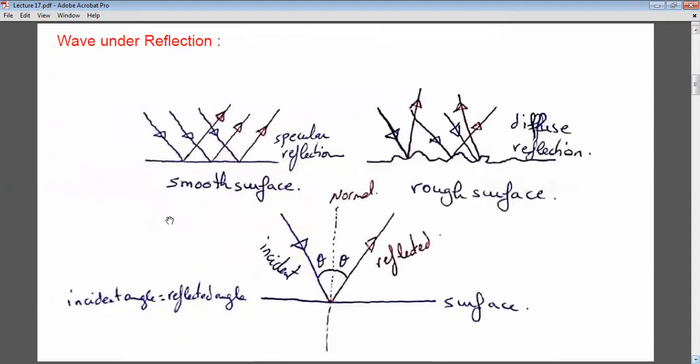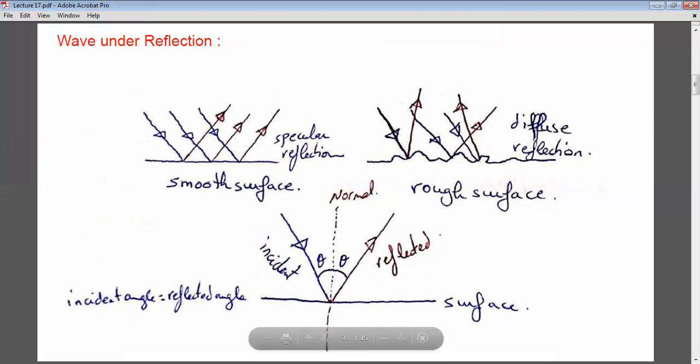This is what we will learn about today. So what happens under reflection? If you hit light on a smooth surface, it will get reflected. This type of reflection we call specular reflection. However, if the surface is rough, we will notice that the reflection doesn't look very pretty, and this type of reflection we call diffuse reflection. Now, what is the rule of reflection? The incident angle will be reflected by exactly the same angle. So if this angle is 30, this angle is 30.